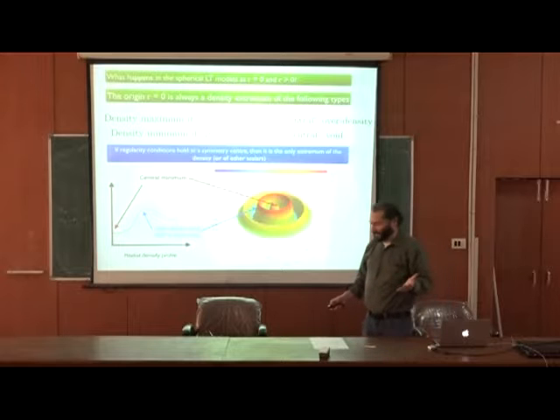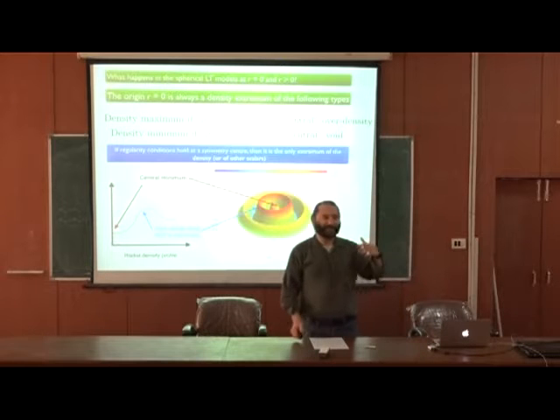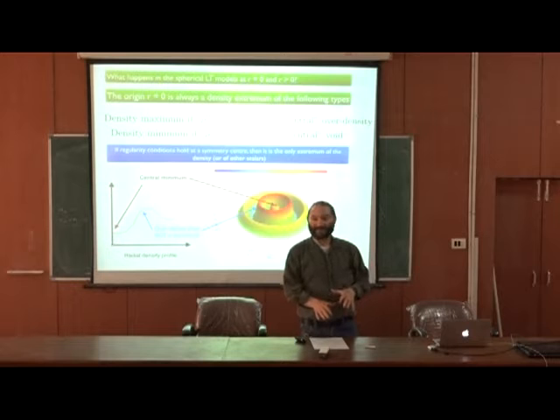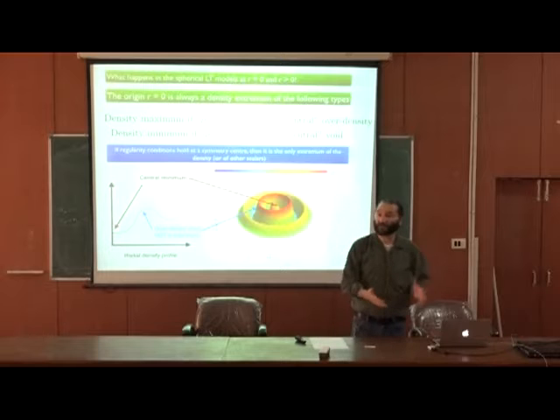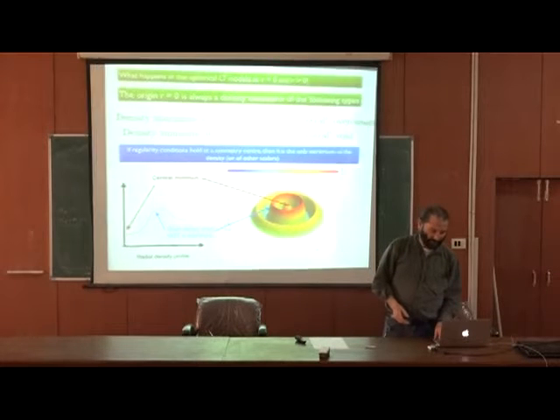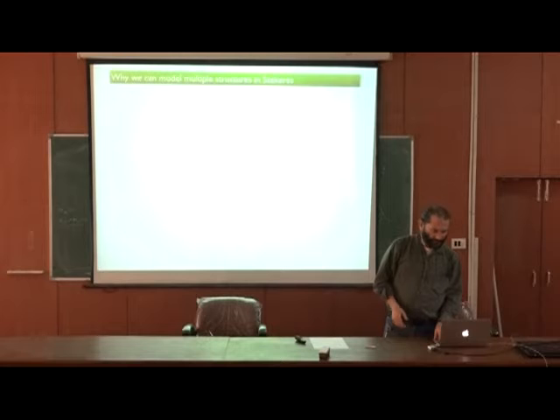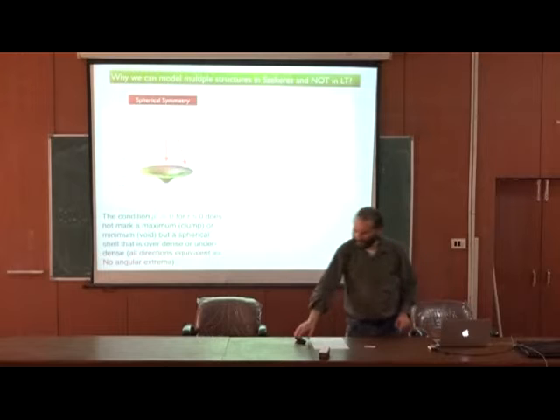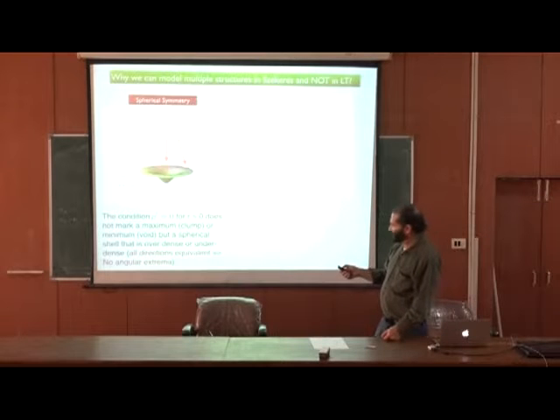So it's not really a structure, it's really a shell with high density or low density, see? It's a compression or non-compression shell, a spherical shell. This is what you get with spherical symmetry. Now, why can we model structures in centers and not in LT? Because this is what we get in spherical symmetry.